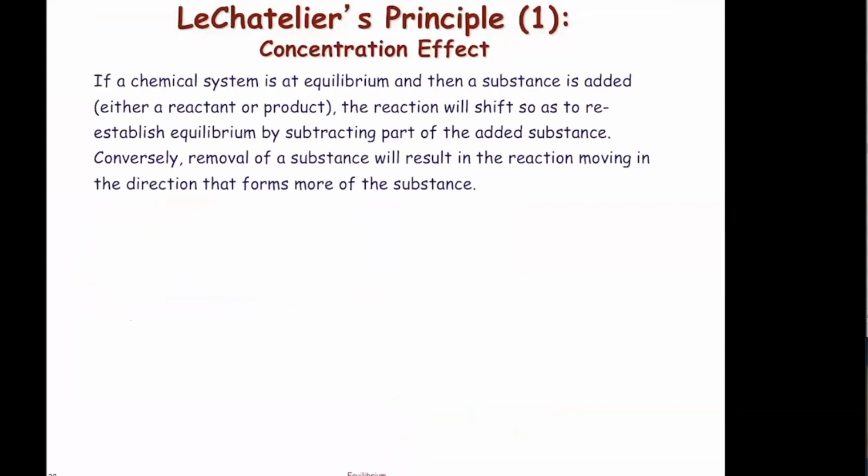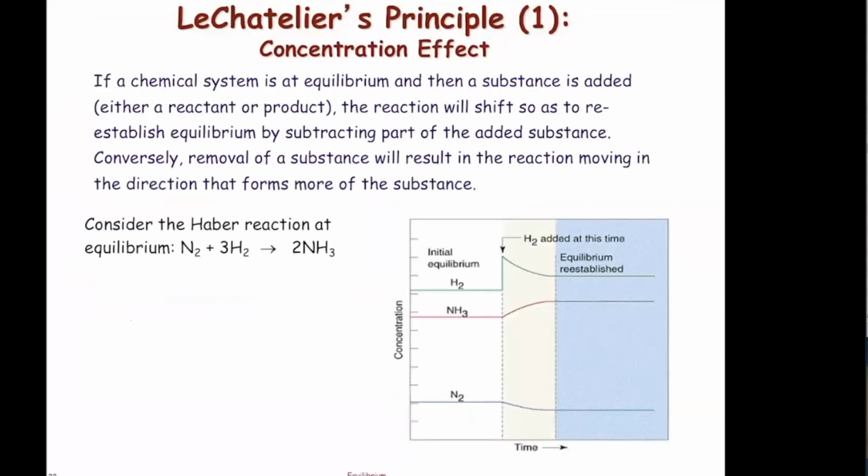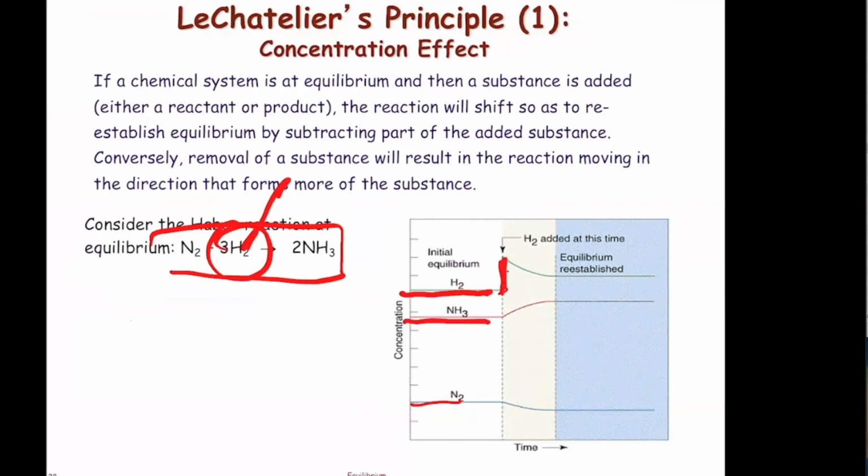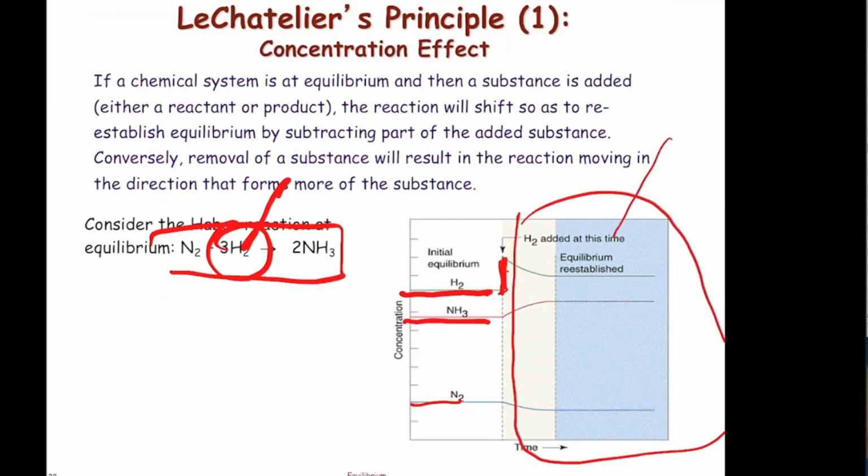Now, what happens? So this is basically it. Let's take a look at Le Chatelier's principle. We're at equilibrium right here. And then all of a sudden, we spike the reaction with more hydrogen. So that's the spike right here. So we want to observe what happens to the reaction as it tries to go back to equilibrium.